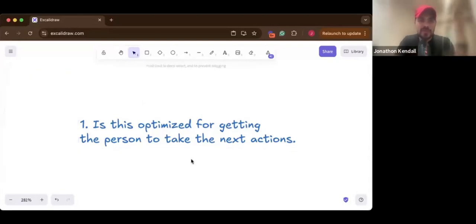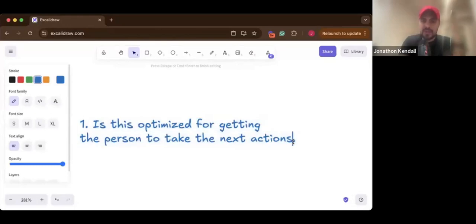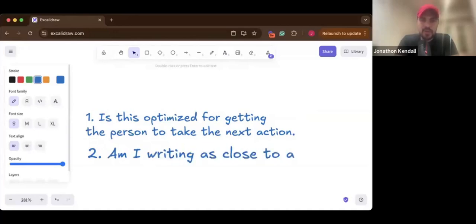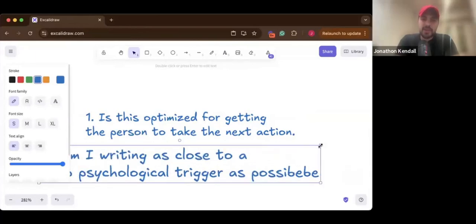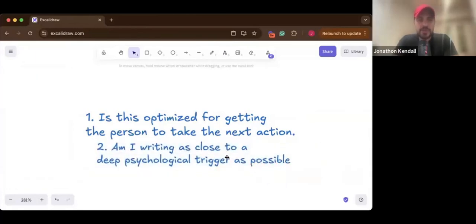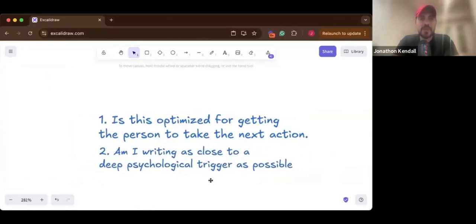So is this optimized for getting the person to take the next action, not buy the thing? Is this good? Doesn't exist. There is no good. So then the next thing is, am I writing as close to a deep psychological trigger as possible? So that's the second question of good copywriting. These are the two questions that you're really answering.